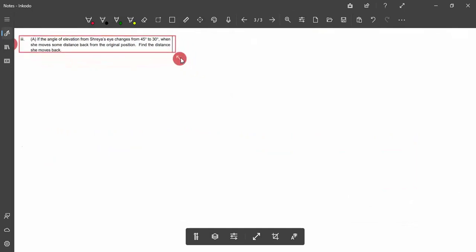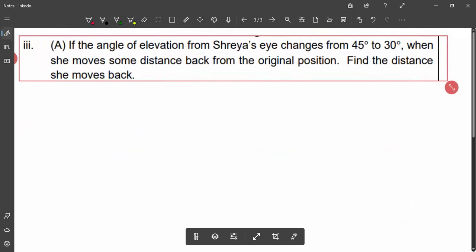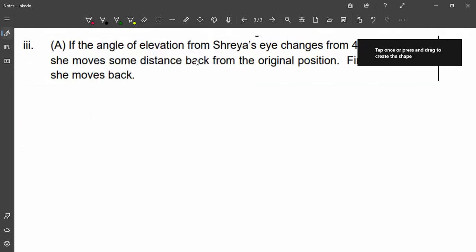Here it is mentioned the angle of elevation from Shreya's eye changes from 45 degrees to 30 degrees when she moves some distance backwards from the original position. So let's try to represent this in a diagram.